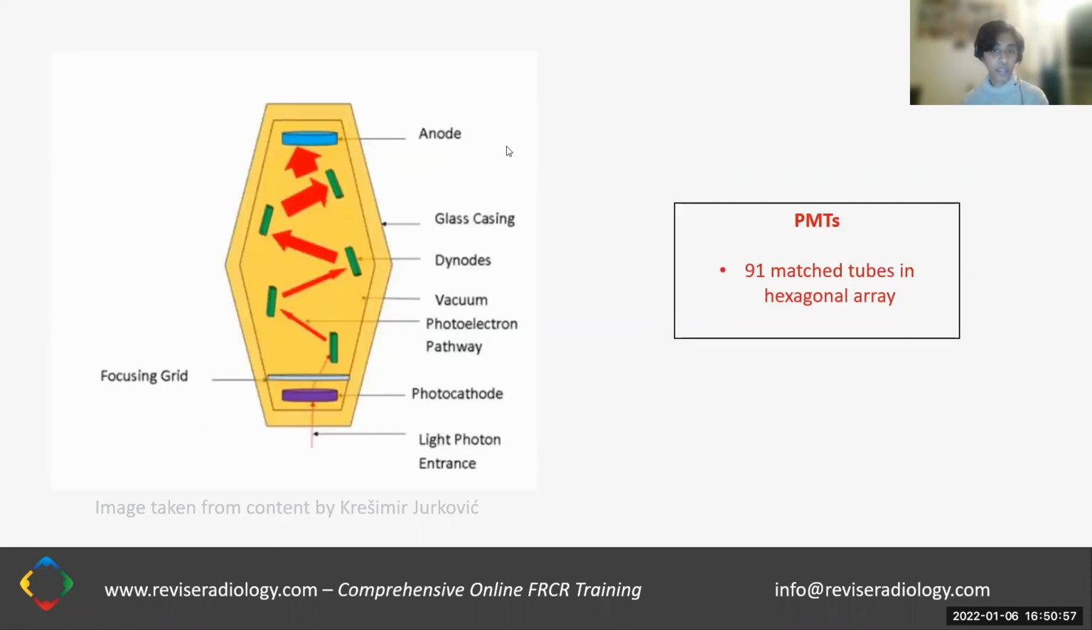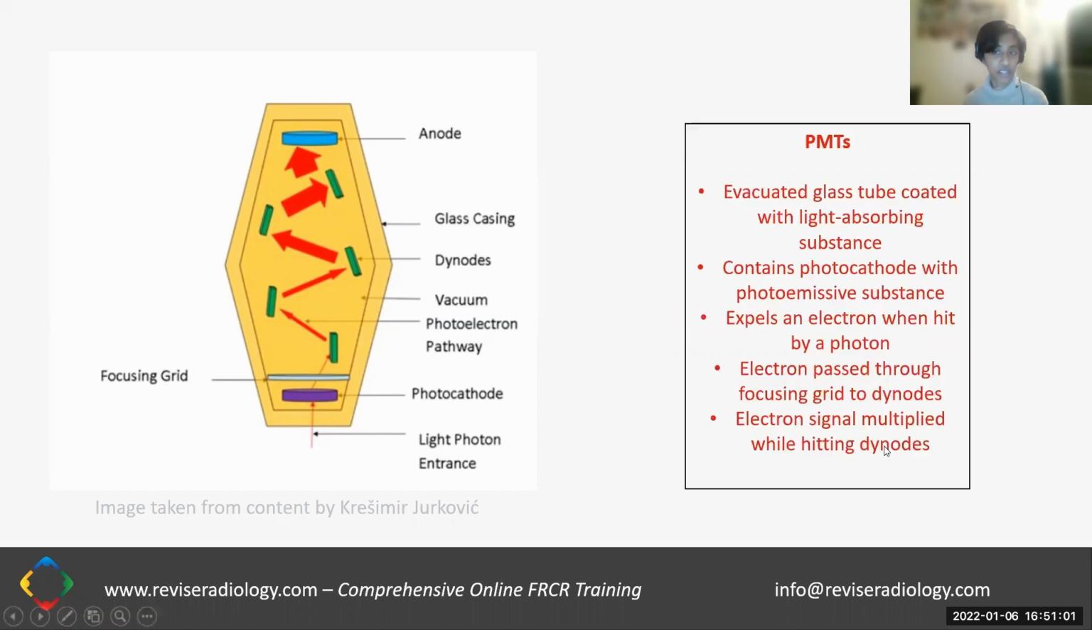The photomultiplier tubes are 91 matched tubes, which are put together in a hexagonal array. They're evacuated glass tubes, and they're coated with a light-absorbing substance. Once these visible light photons are absorbed, they're going to produce electrons, and it's the photocathode which does that. There's a photoemissive substance there. When a photon strikes the photocathode, an electron is produced.